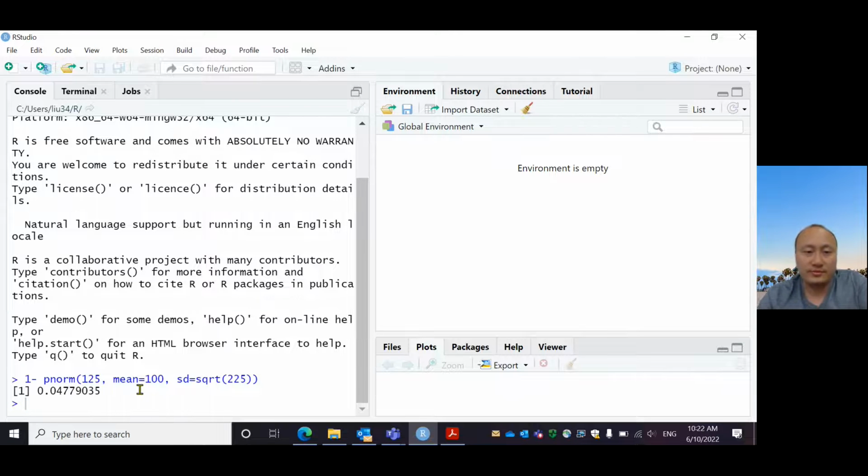The probability of observing a random person's IQ score being higher than 125 will be about 4.8%, less than 5%. So basically, 125 is approximately the 95th percentile of this distribution, because about 95% of the IQ scores in the population would be less than 125.